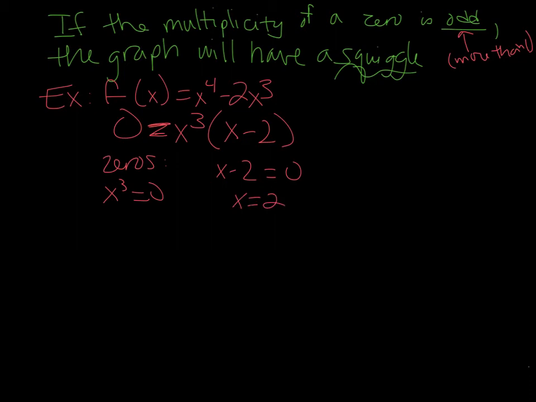of x equals 2. So our zeros are going to be x equals 0 with a multiplicity of 3, and x equals 2. That one actually has a multiplicity of 1. You don't need to write down that it has a multiplicity of 1. It's automatically assumed unless you write otherwise, but you can if you want. Okay, so let's go ahead and draw this graph.